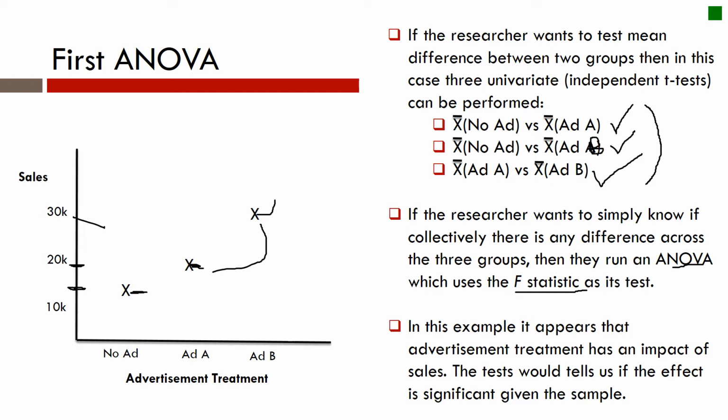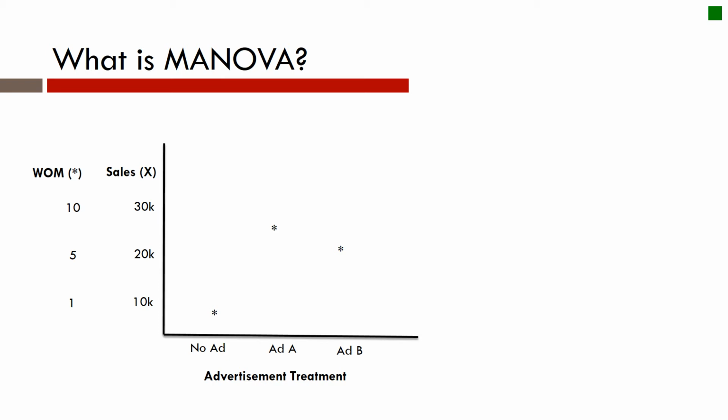Now, once we start moving into MANOVA, what we may have here are multiple dependent variables.